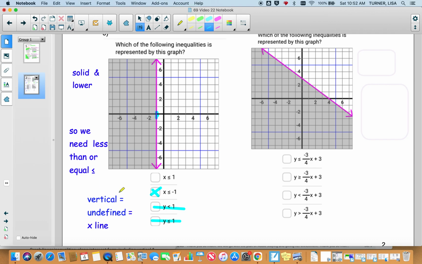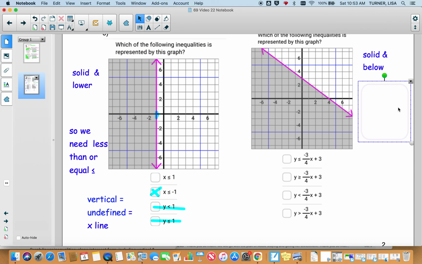Thank you. And last one. And this one, you'll catch these. These are so easy. If you look at this line, let's look first. It's a solid line and all the y's are under. So it is solid and below. That's what you say to yourself first. So what symbol do I need? I need a line in my symbol and I need it to be pointing lower or left. So we need less than or equal to.